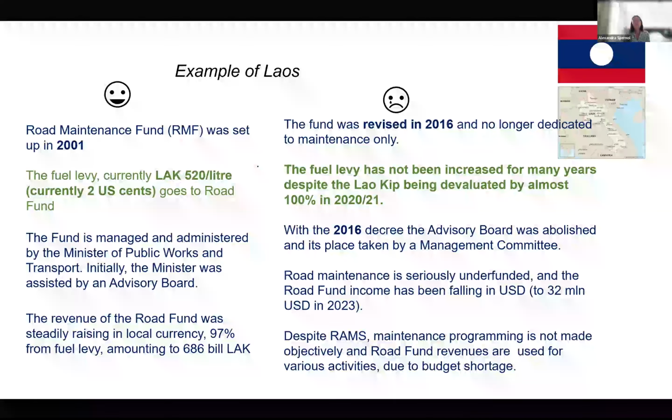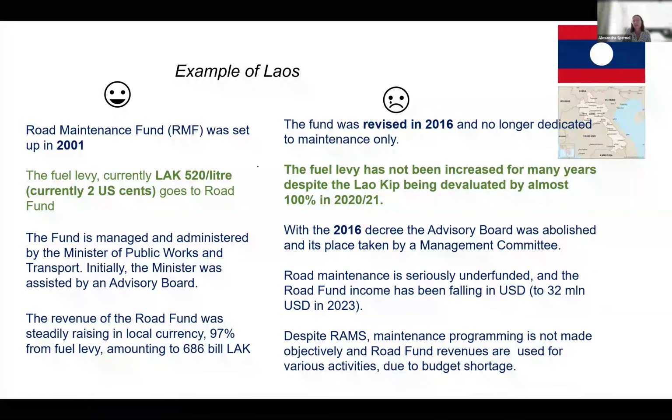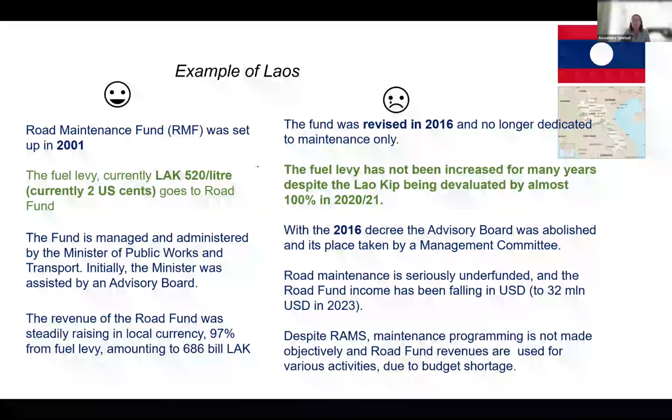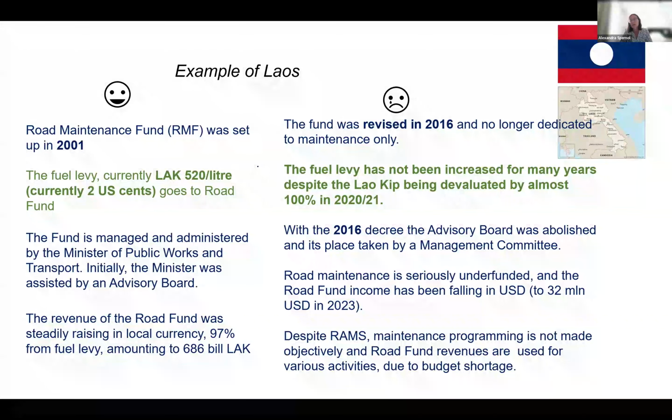Now, most of the road fund's revenue in Laos comes from the fuel excise tax. This is a fixed price in kip, 520 kip per liter, which is not much, 2 euro cents. The interesting thing here is that this has not been changed, but the Lao kip has devalued after COVID by almost 100% in 1 year. So the actual revenue of the road fund increases in local currency, but it decreases when taken in USD.